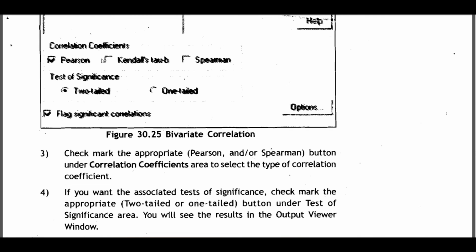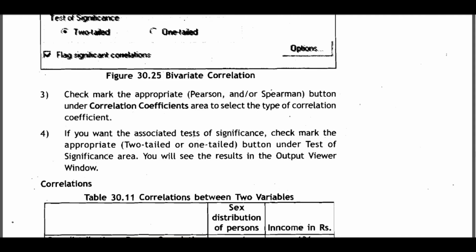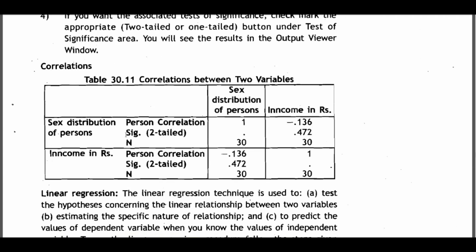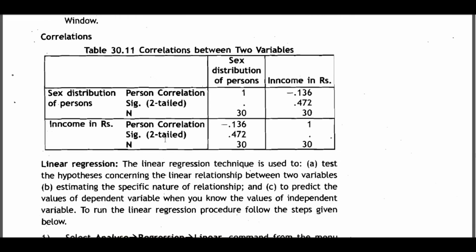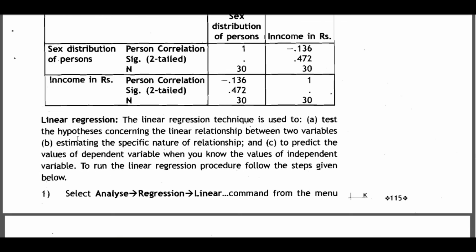Correlation coefficient, Pearson or Kendall's tau or Spearman's, whichever options are available, and test two-tailed and one-tailed, like that. So if you want to test significance, check mark the appropriate two-tailed or one-tailed button under the test of significance area, and you will see the result in the output viewer window like this. So this is the Pearson correlation coefficient.